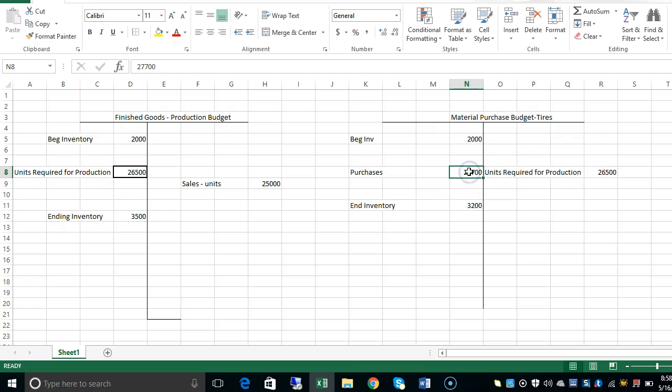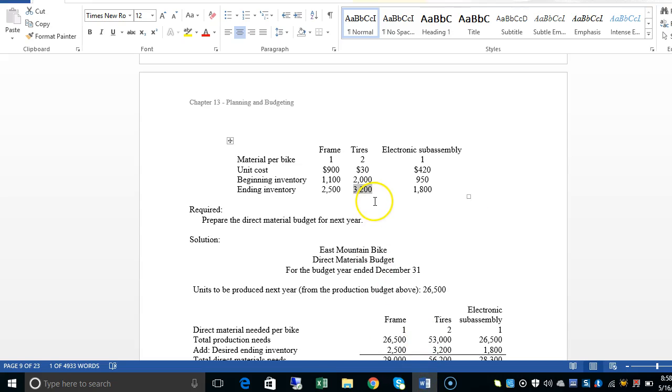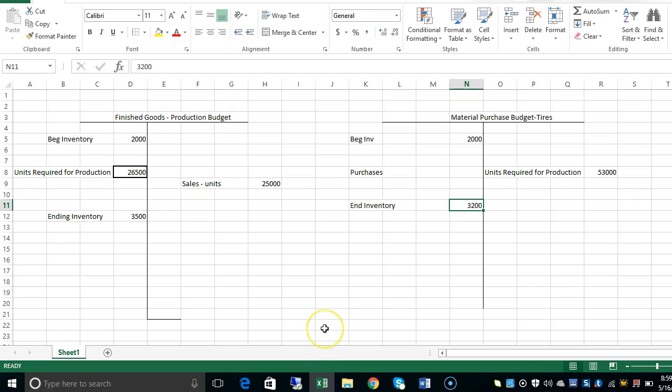We need 2 tires for every bike. So technically, our units required for production is not 26,500 bikes, but 26,500 times 2, because we need two tires for every bike. So this number is actually 53,000. The beginning and ending inventory in the problem are in tires. So we don't have to adjust for that. So 3,200 plus 53,000 minus 2,000 means we need 54,000. We have to purchase 54,200 tires. But that's in units.